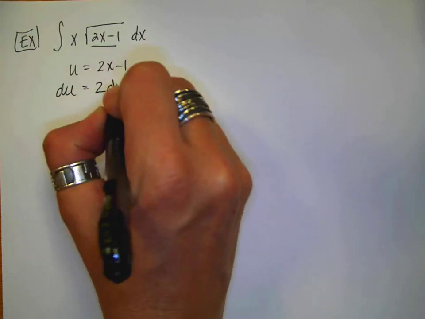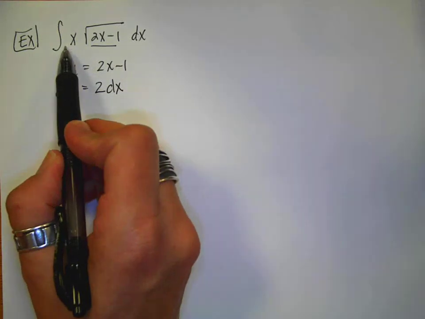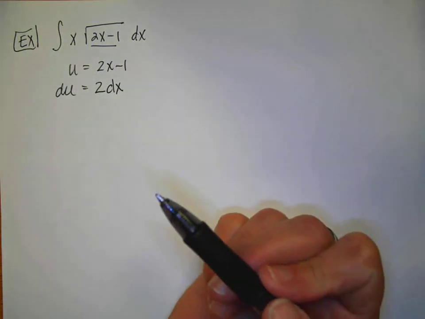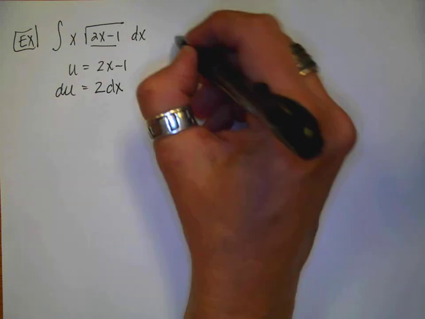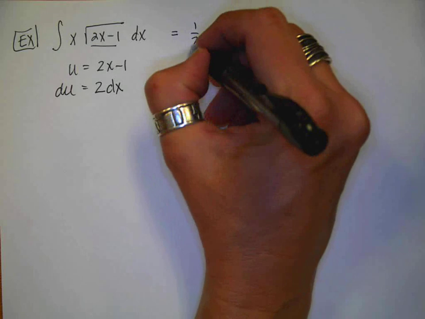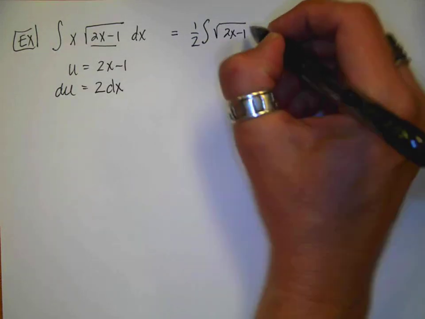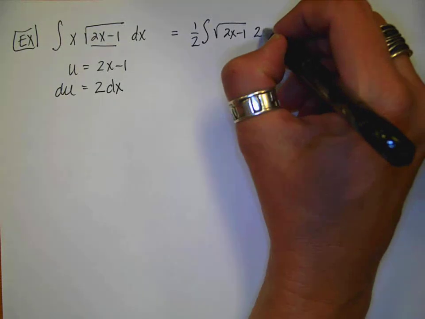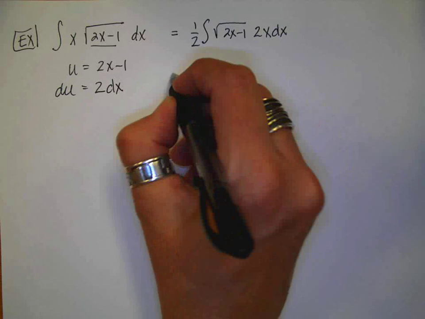So my du is 2 dx. And again, notice I'm missing the 2, so I'm going to introduce a half on the outside. I don't often show that step, but you can if you need to. So if you need to show it, it would be 1/2 that I'm introducing on the outside. Here's the 2x minus 1, and then I have a 2x dx on the inside.